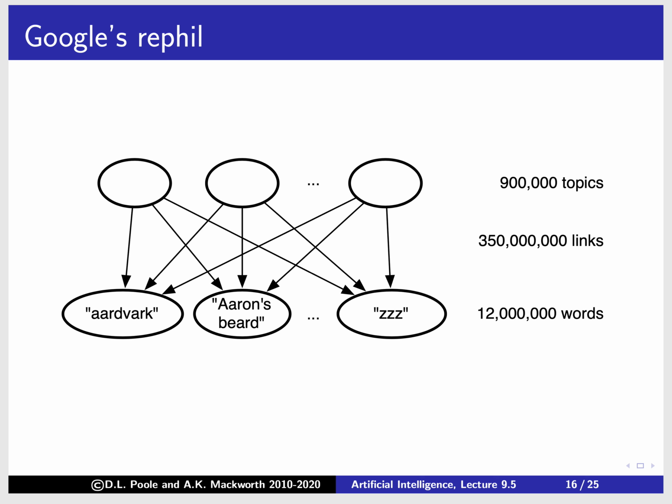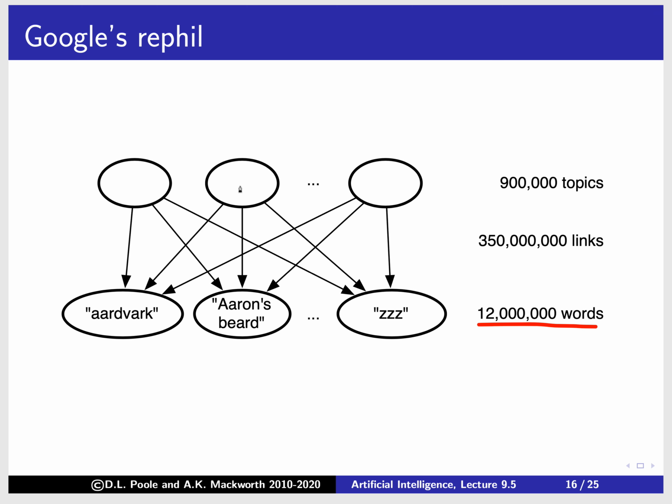It turned out that in the early 2010s, maybe about 10 years ago, Google had one that was presented early on in the very first class. Here's what they have. They have about 12 million words, and of course, it doesn't mean words, it means phrases. On the bottom here, there are phrases. I think at that time they had 900,000 topics and about 350 million links. And these topics weren't things like food or fish. They were actually topics that were learned.